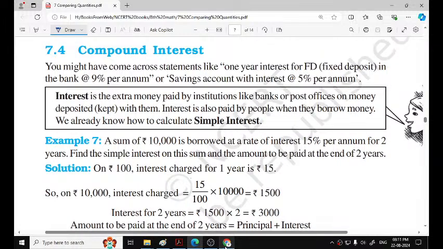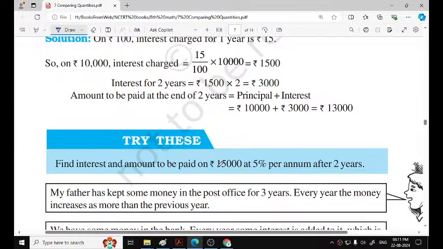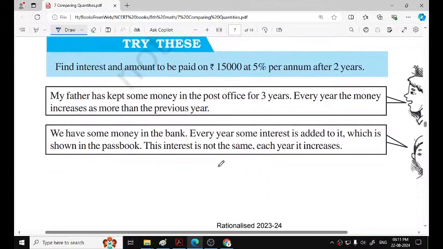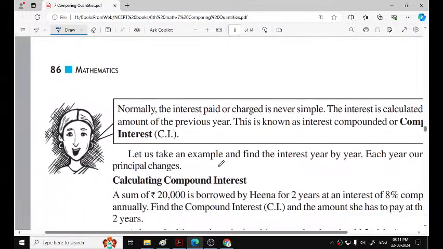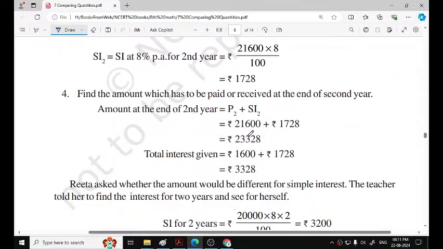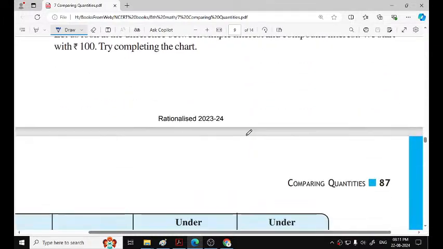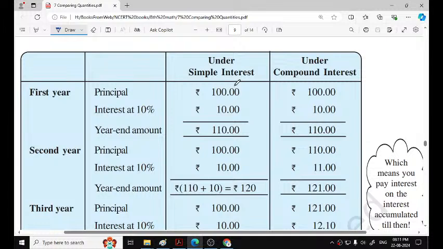Now there are two types of interest. One is simple interest and the other is compound interest. In simple interest, every year we get the same extra money. And in compound interest, we get interest on interest. Let us try to understand with this chart.